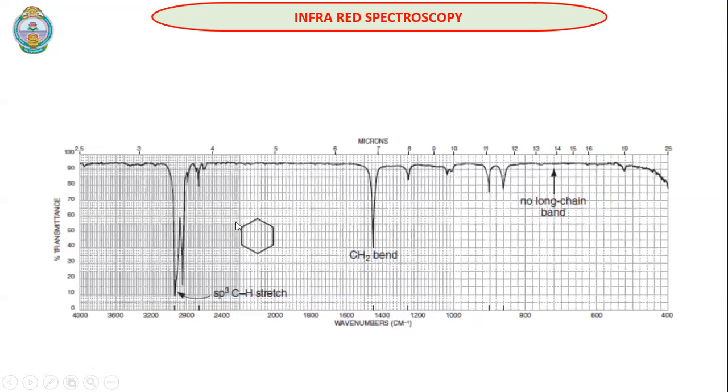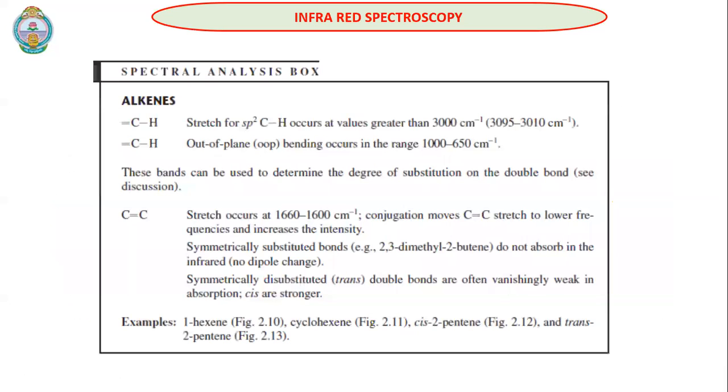This is for cyclohexane. We have only aliphatic CH stretching vibrations, then CH2 bending vibrations, no long chain band vibrations. When you look at the alkenes, they give an sp2 CH vibration around 3050, then OOP peaks from 650 to 1000, then a C=C peak from around 1600.